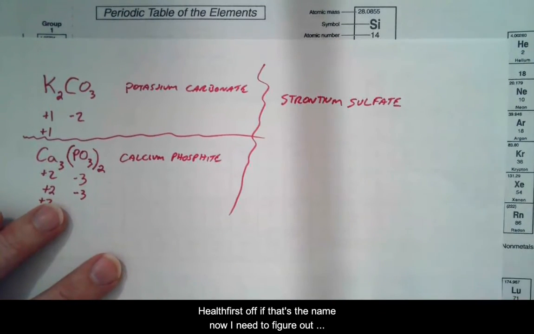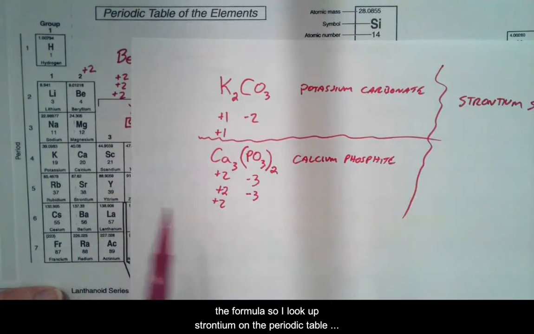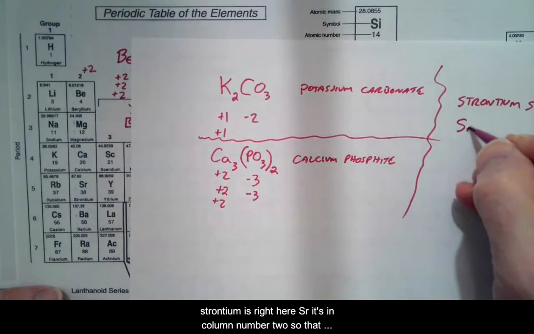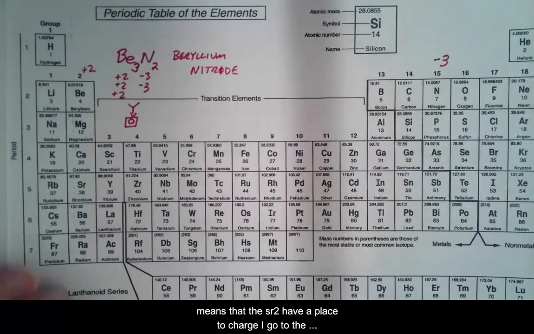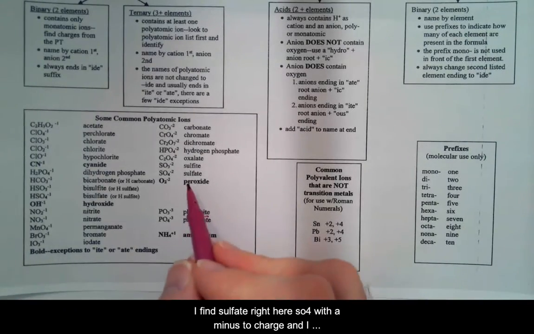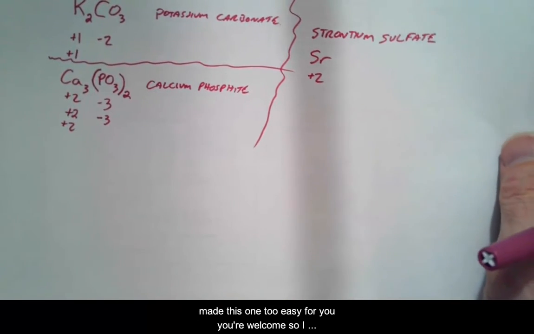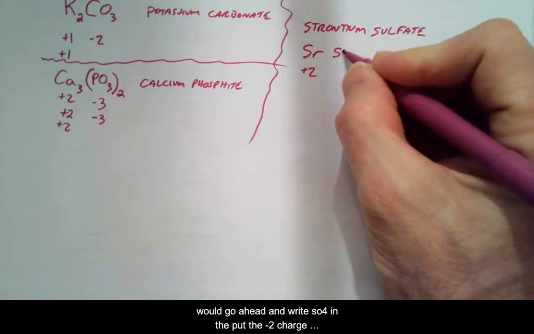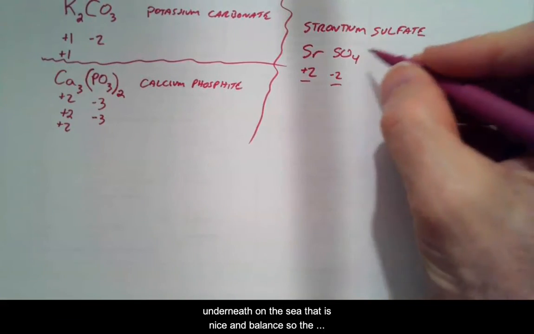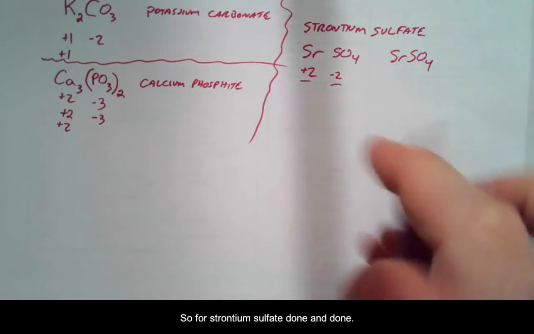Okay. So first off, if that's the name, now I need to figure out the formula. So I look up strontium on the periodic table. Strontium is right here, Sr. It's in column number 2, so that means that the Sr is going to have a +2 charge. I go to the back of my periodic table, I go to page 2, and I look up sulfate. I find sulfate right here, SO4 with a -2 charge. And I made this one too easy for you. You're welcome. So I would go ahead and write SO4. I'm going to put the -2 charge underneath. I'm going to see that that is nice and balanced. So the formula is just SrSO4, strontium sulfate. Done and done.